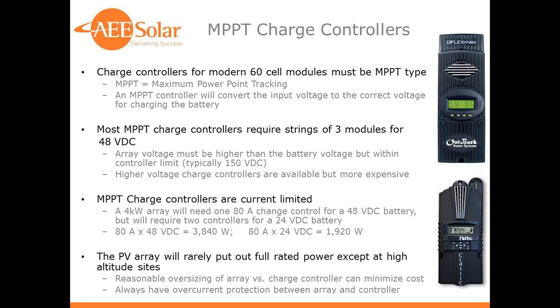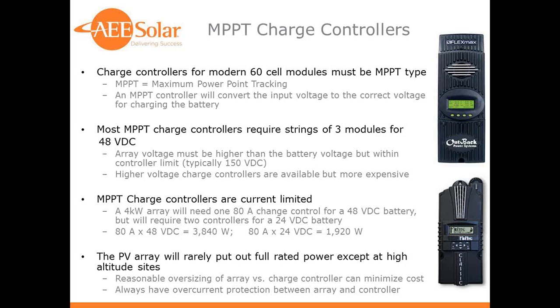MPPT controllers are current limited. An 80 amp controller is going to limit its current to 80 amps. So even if you have more potential from the PV array, it's essentially going to limit you to that 80 amps of output current. And 80 amps at 48 volts is roughly 3,840 watts. And as a rough calculation, I basically figure an 80 amp controller will do a 4,000 watt array.